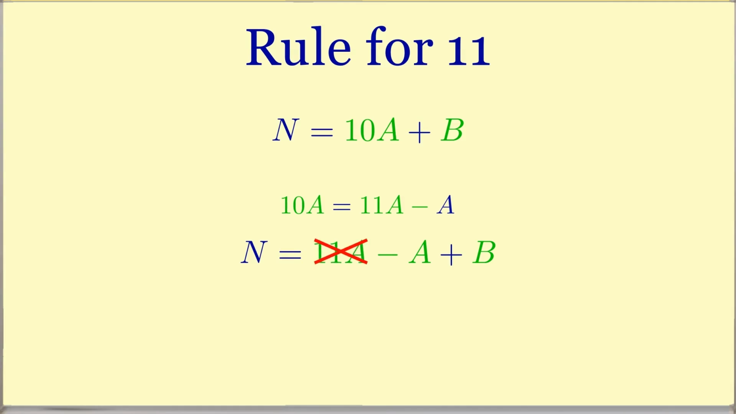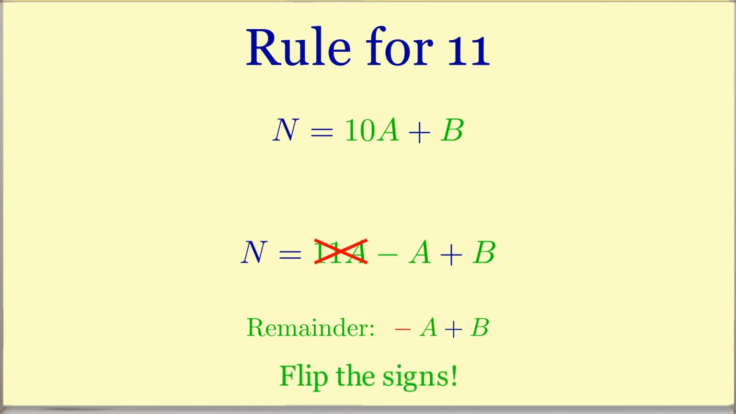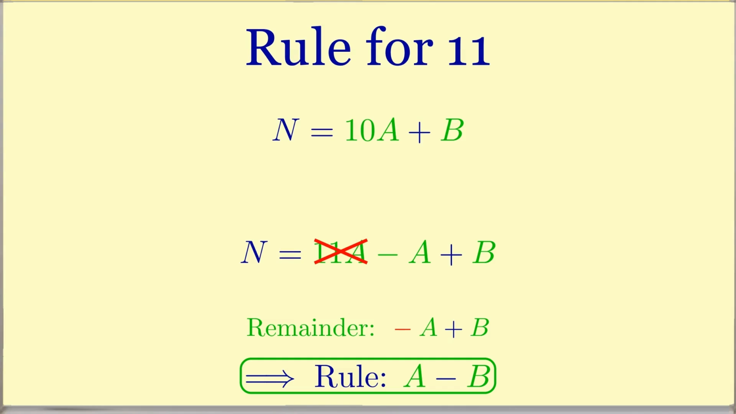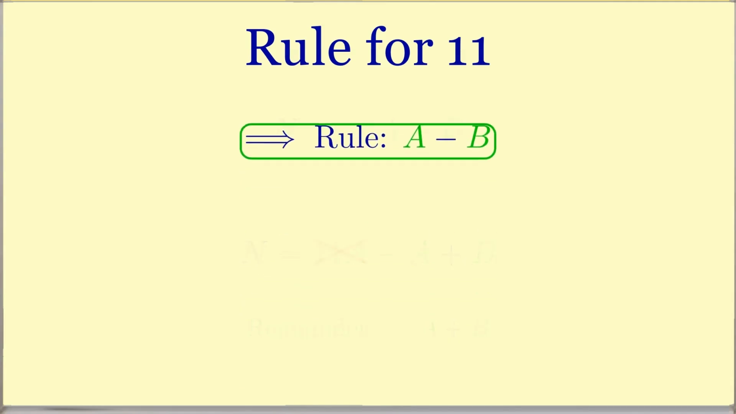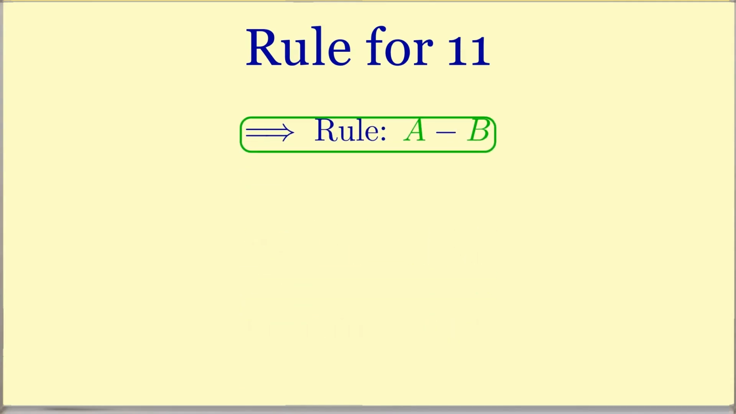Just like we did with the rule of 7, we take that guaranteed multiple 11a and throw it right in the trash. It completely vanishes. We are left with checking the tiny remainder, negative a plus b. And once again, we can use our handy sign flipping trick. If 11 perfectly divides a number, it perfectly divides its exact opposite. So we flip the signs on negative a plus b to get positive a minus b. Boom. We just proved the rule. Chop off the last digit, subtract it from the rest.